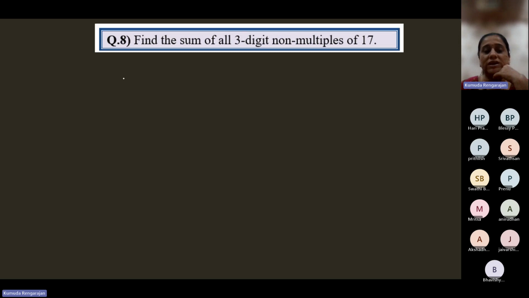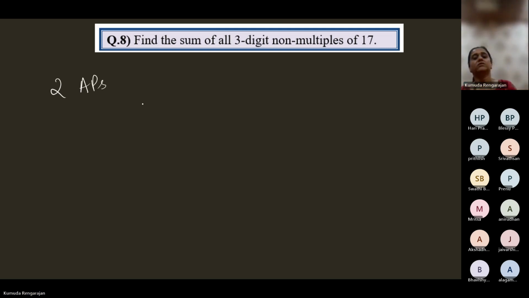So here, find the sum of all 3-digit non-multiples of 17. I want somebody to tell me the sum. Okay, tell me, you would have generated two arithmetic progressions to answer this question. Tell me the two progressions you have generated.